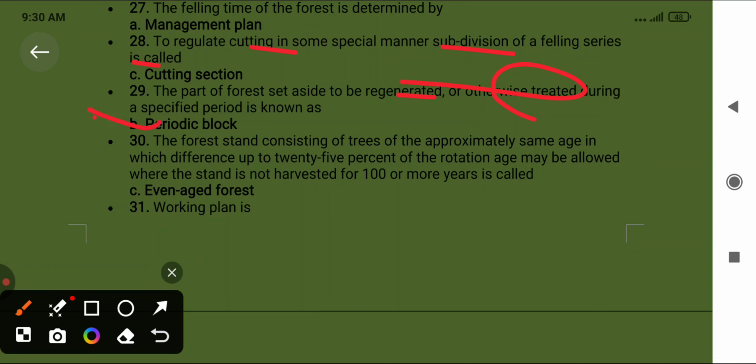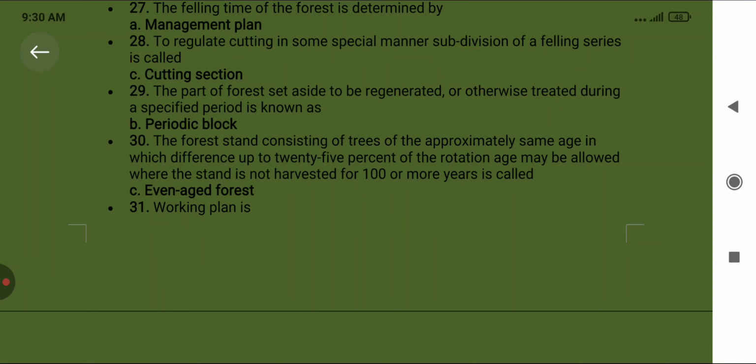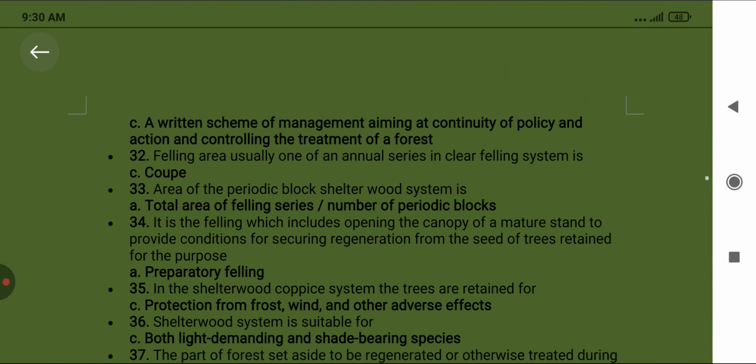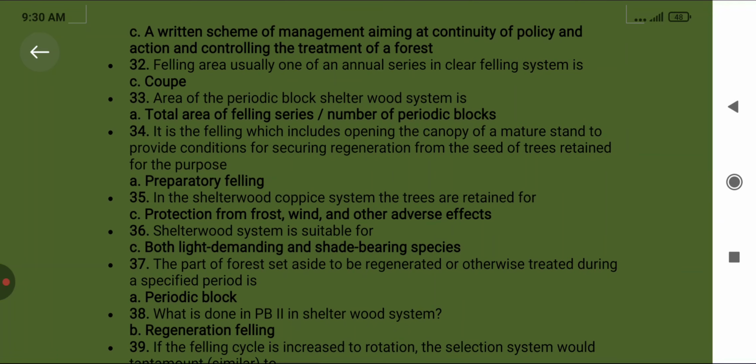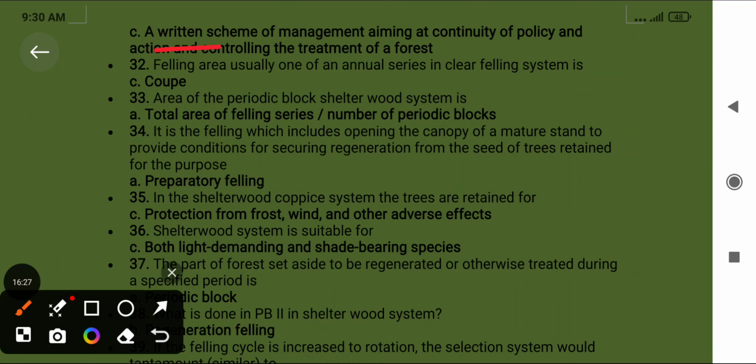The forest stand consisting of trees of approximately the same age, which differ up to 25% of the rotation age, may be allotted, where the stand is not harvested for 200 or more years, is called an even-aged forest. And the working plan is a written scheme of management aimed at continuity of policy and action and controlling the treatment of a forest.